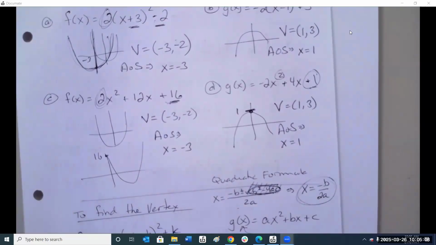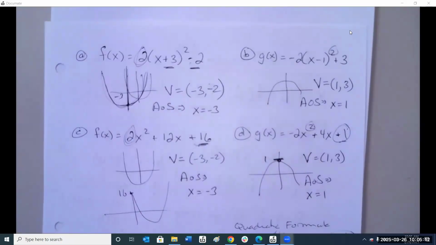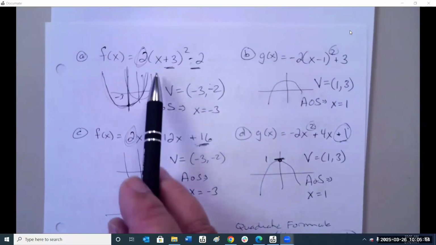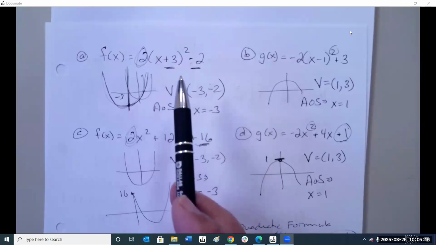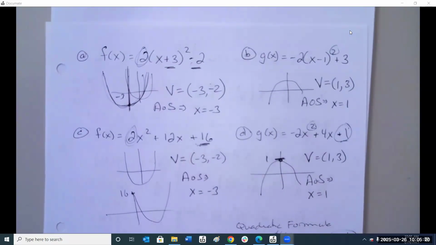So with these, depending on the type of equation you have, finding the vertex, if you're in the vertex form, it's easy. Just look at it. If it's in standard form, you have to work it out. It switches. How about the y-intercept?